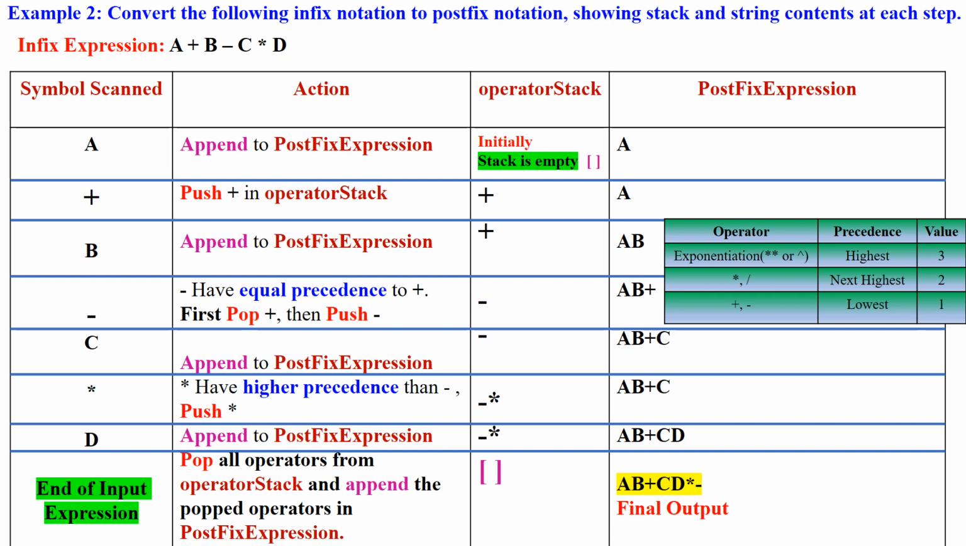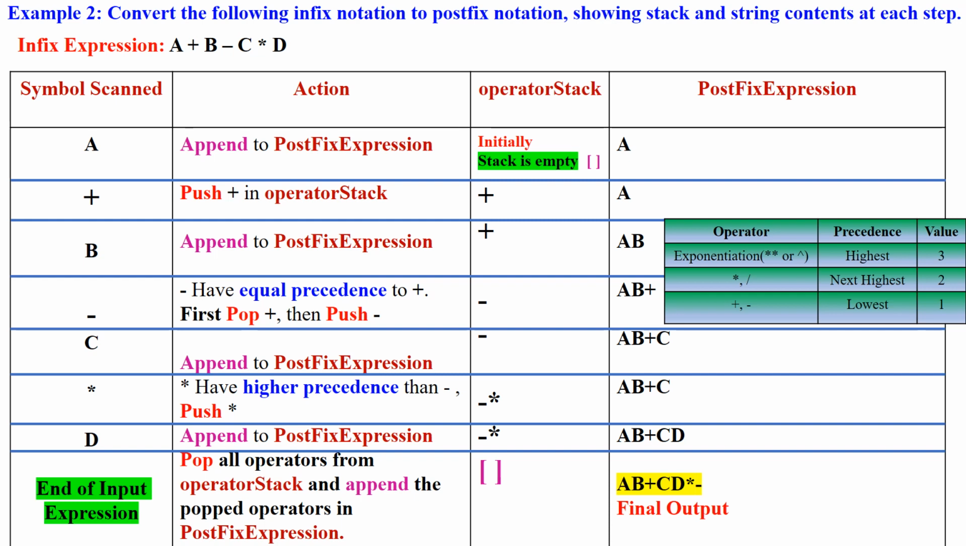In the next step, symbol scanned is c, action done is append to postfix expression. Operator stack holds minus. Postfix expression stores a, b, plus, c. In the next step, symbol scanned is asterisk. Asterisk has higher precedence than minus. You can check the precedence table for reference. Now, push asterisk in operator stack. So, operator stack holds minus, asterisk. Postfix expression stores a, b, plus, c.